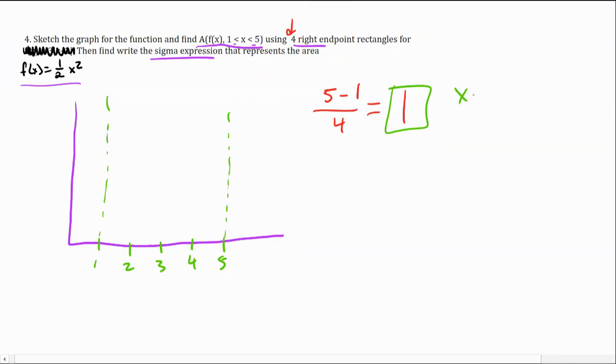Now I'm going to use an X and Y table to help me plot those points. So I'm going to plug in 1 through 5, and I get a couple of different numbers here. So 1, 2, 3, 4, 5. 1 squared is 1 times 1/2 is 1/2. 2 squared is 4 times 1/2 is 2. 3 squared is 9 times 1/2 is 4.5. 4 squared is 16 divided by 2 is 8. 5 squared is 25 times 1/2 is 12.5. So now I'm going to plot these points on my graph.